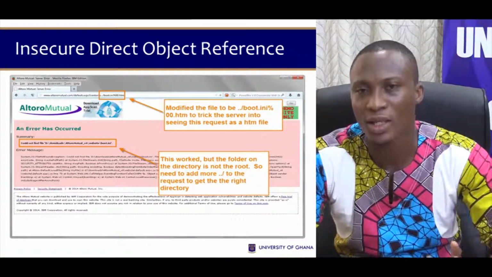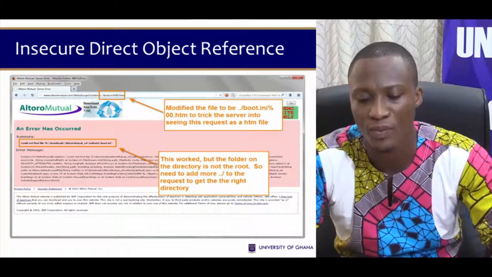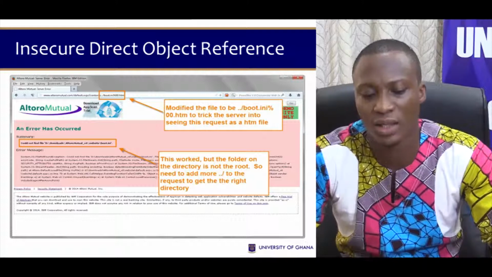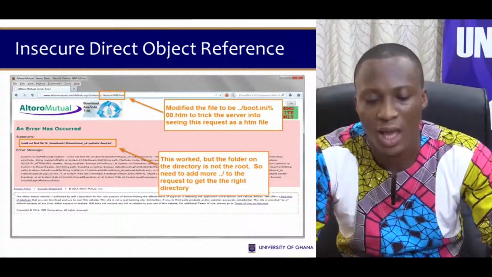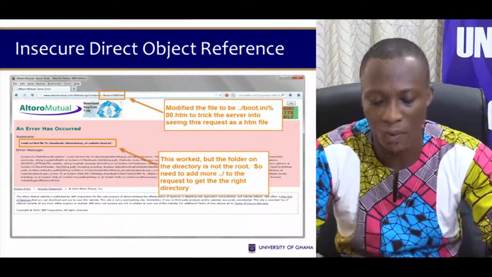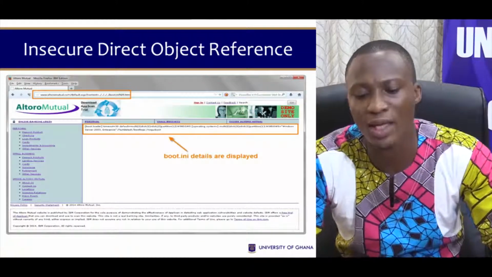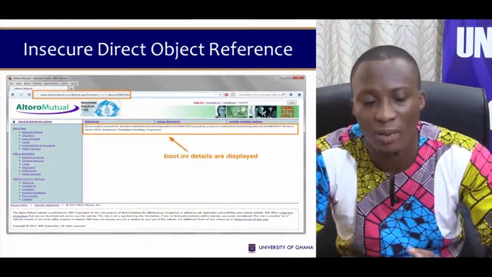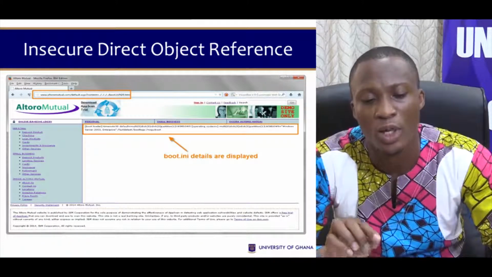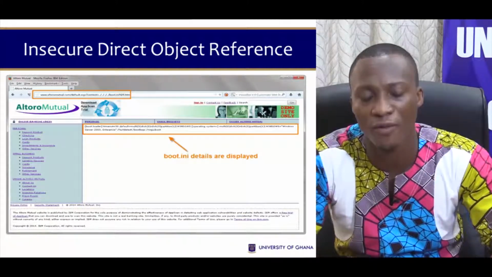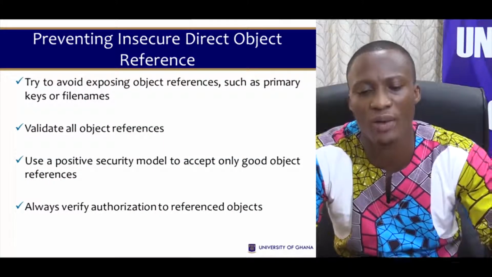And this works, but it doesn't give the full path to the system. This suggests that if I add a dot / to the request, I can actually get to the right directory. Let's see that in the next example. Once that is done, we see that the boot.ini details are displayed. It means that this particular site is exposed because we've gone through the URL into the directory of the website.